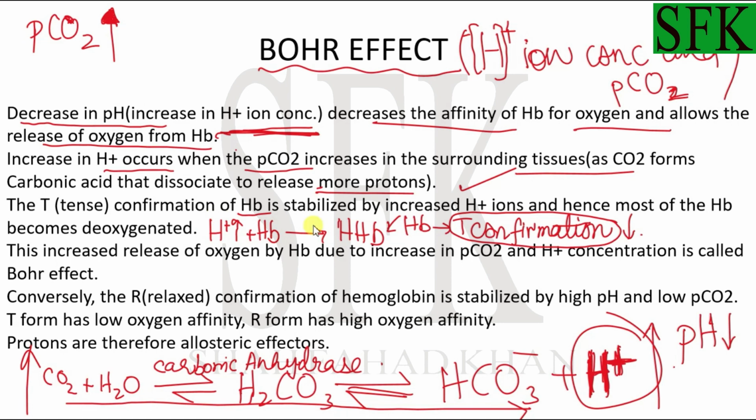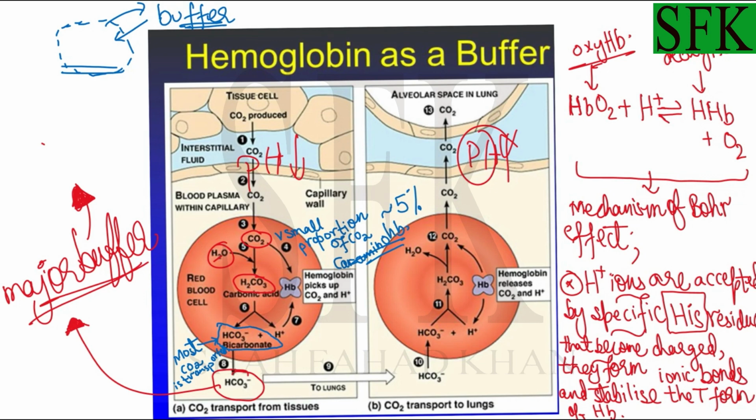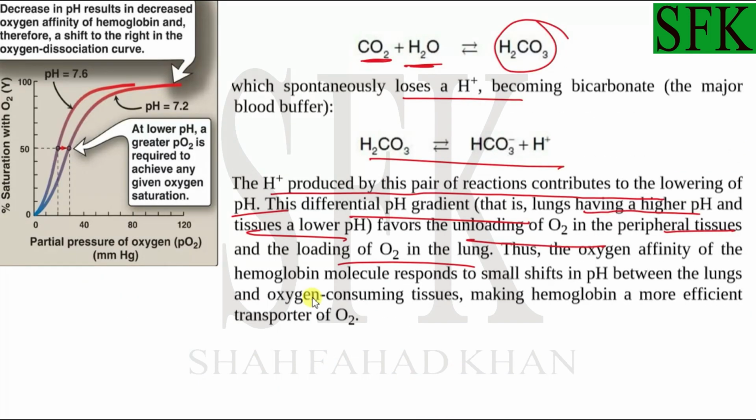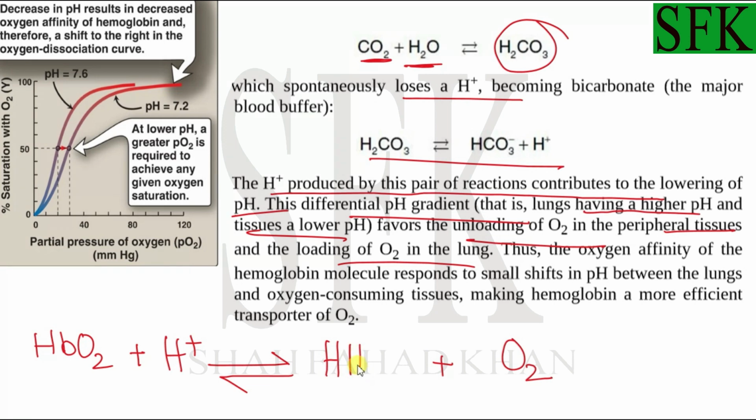All right. So in the tissues where the H positive ion concentration is high, the hemoglobin coming in the oxygenated blood is rich in oxygen. It is loaded with oxygen, right? So what happens in the tissue is that this oxygenated hemoglobin combines with the H positive ions, and it releases its oxygen molecule. And once it releases its oxygen molecules, it forms the HHb.